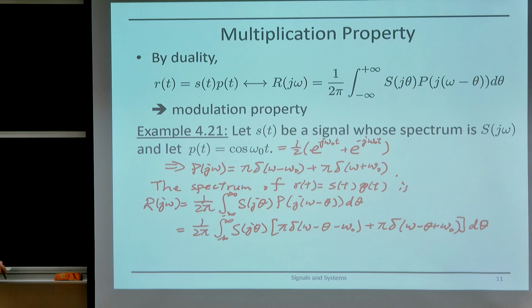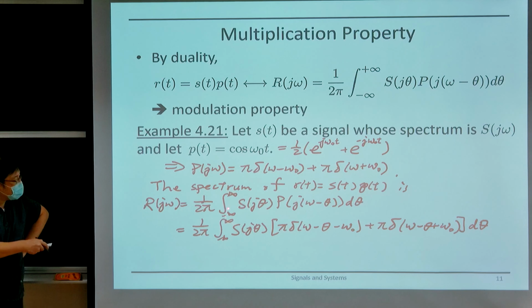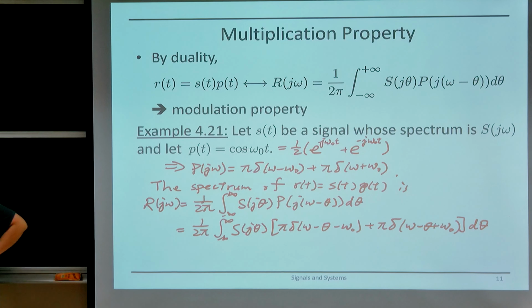Now, when you take the integral of any function times a delta function at position omega minus omega naught, you're basically moving this signal to the frequency omega minus omega naught. So when you work out this integral, you will get s of j(omega minus omega naught). And similarly, in the second term, you get s of j(omega plus omega naught).